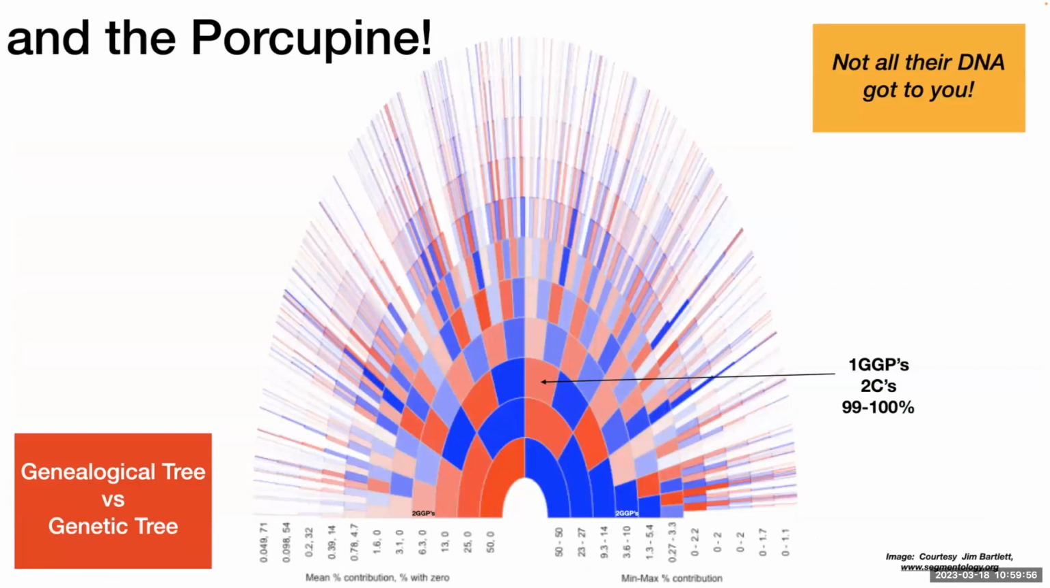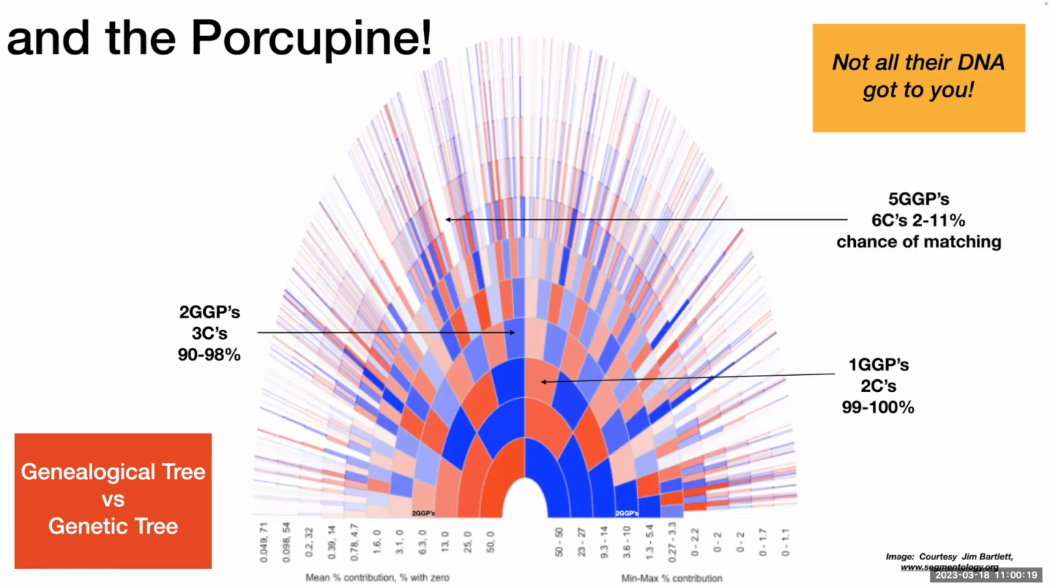And the other thing you need to remember is that your genealogical tree is different to your genetic tree. This is the porcupine chart that was developed by Jim Bartlett, and it's showing down the bottom there in the solid area, 1st great grandparents who are your 2nd cousins. 99 to 100% of the time you're going to match those people. But as you work back, 3rd cousins, it starts dropping away. You're down to 90% of the time you might match a person. And at 6th cousins, there's only a 2 to 11% chance of matching.